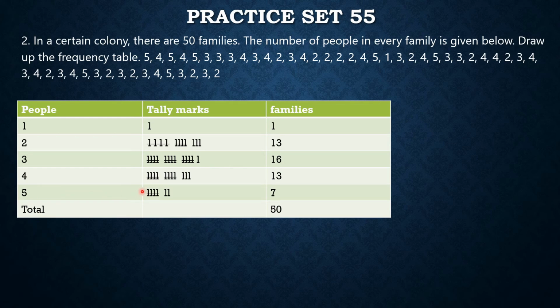4, similarly we will search and write. So it is 5 plus 5, 10 plus 3. So that is 13. And the last, 5 families, the number of people in a family is 5 plus 2, 7. So 7. So now we will add all the frequency. We will get 50. So this is how we make the frequency table.